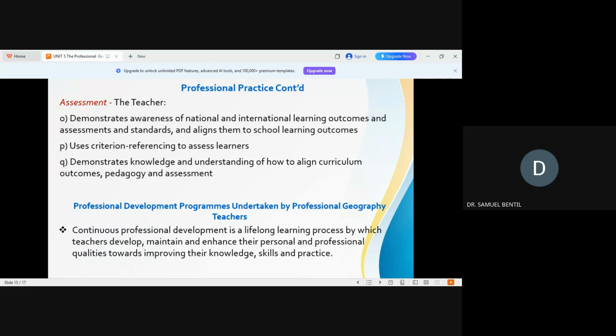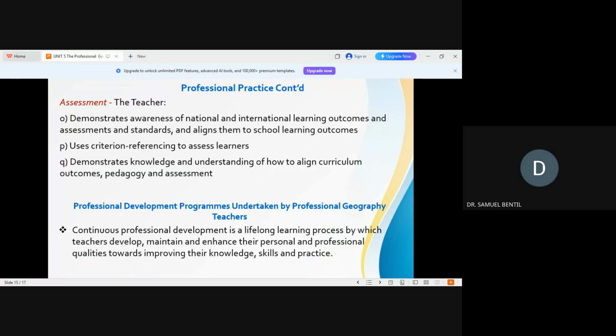Also, you must demonstrate awareness of national and international learning outcomes, assessment and standards, and align them to the school learning outcomes. The curriculum we developed, if you look at the teacher's manual and the curriculum, has a reflection of the global goals, the Sustainable Development Goals, and then the national ones. So you must be able to align all these, understand them, know them, and make sure that your instructional activities are aligned to these learning goals or outcomes.